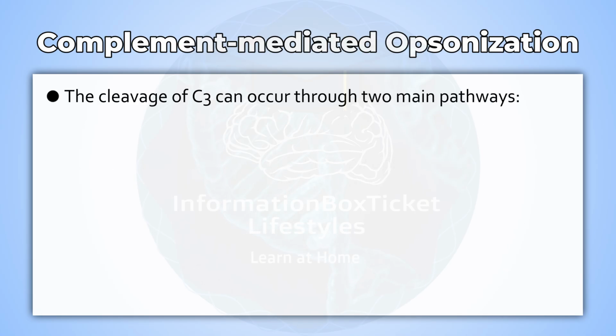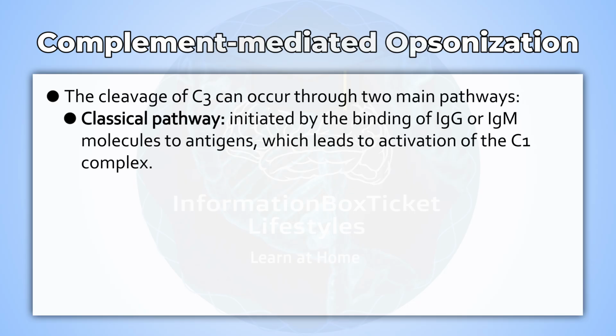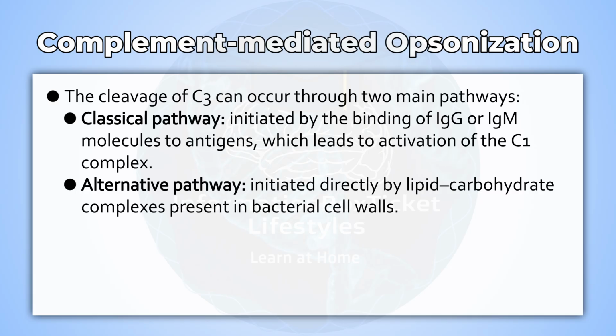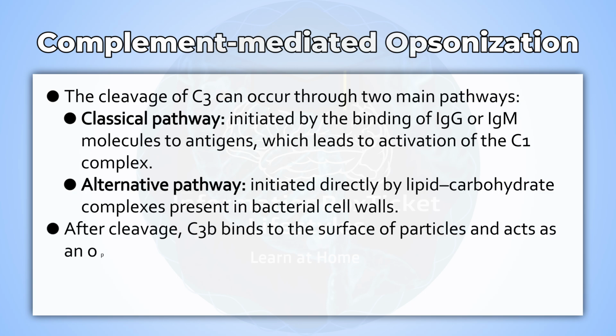The cleavage of C3 can occur through two main pathways. Classical pathway, initiated by the binding of IgG or IgM molecules to antigens, which leads to activation of the C1 complex. Alternative pathway, initiated directly by lipid-carbohydrate complexes present in bacterial cell walls. After cleavage, C3b binds to the surface of particles and acts as an opsonin.